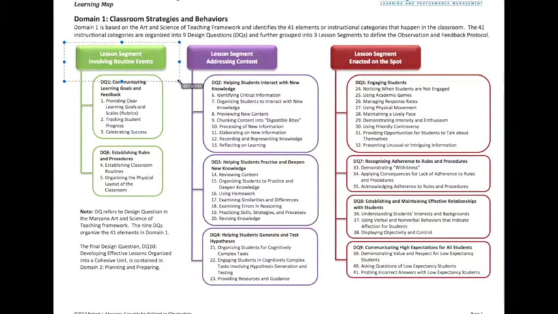The first one is routine events, and these are broken into subcategories called design questions. So when we look at planning a unit, there are a few essential parts that we really need to look at. What we're going to look at in this first section is what we call DQ1 here. So when we look at DQ1, it's communicating our learning goals. So we want to start with a clear learning goal, scales, rubrics.